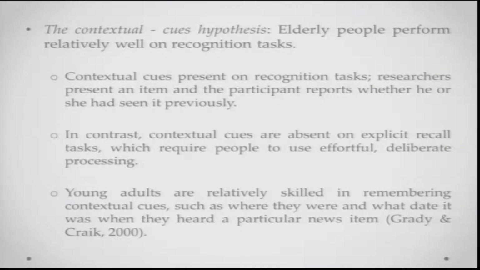There is another hypothesis, the contextual cues hypothesis. Elderly people perform relatively well on recognition tasks because contextual cues are present on the recognition tasks itself. In contrast, contextual cues are absent on explicit recall tasks, which require people to use effortful and deliberate processing. Younger adults are relatively skilled in remembering contextual cues such as where they were and what date it was, what they were doing when they heard a particular news item, but elder individuals might have a problem invoking these contextual cues, and hence they would end up performing slightly poorly on these kinds of memory tasks.